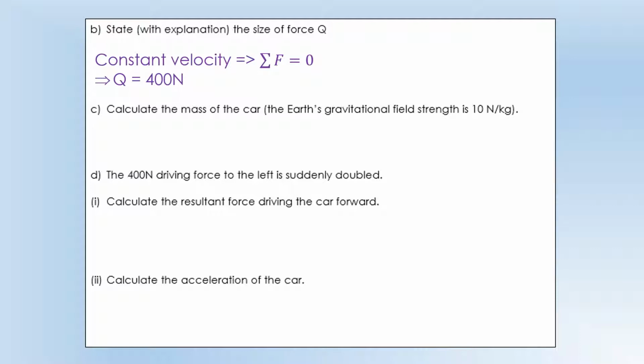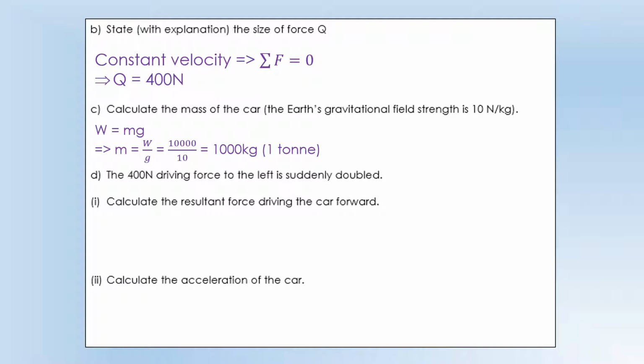Calculate the mass of the car if we're on Earth with g equals 10. So weight force is mass times gravitational field strength. So we're going to rearrange that. We saw from the diagram the weight force was 10,000, so we can clearly see its mass is 1 ton, or 1,000 kilograms.